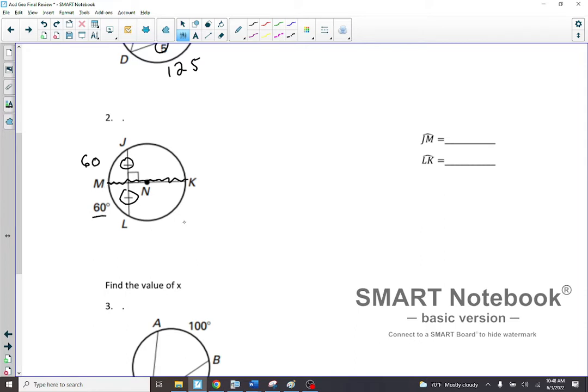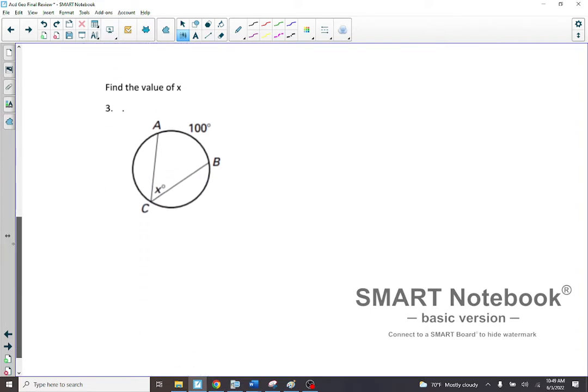If this part's 60, then this has to be 60 at minus 180, which is 120. And this one would match also 120. So JM, 60, and LK, 120. Easy enough. And obviously theory is 50.